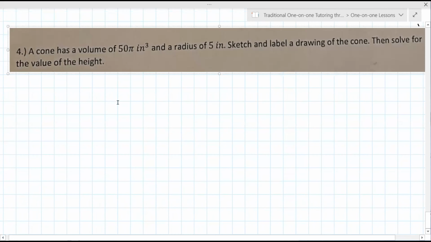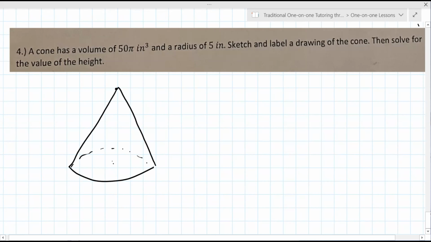Okay, so a cone has a volume of 50 pi inches cubed and a radius of 5 inches. So again, we draw the dunce hat or the cone or the party hat or whatever, the cone of shame if you got an animal. Sometimes they have that on there. Your radius is 5. Your volume is 50 pi inches cubed. And there's your height.